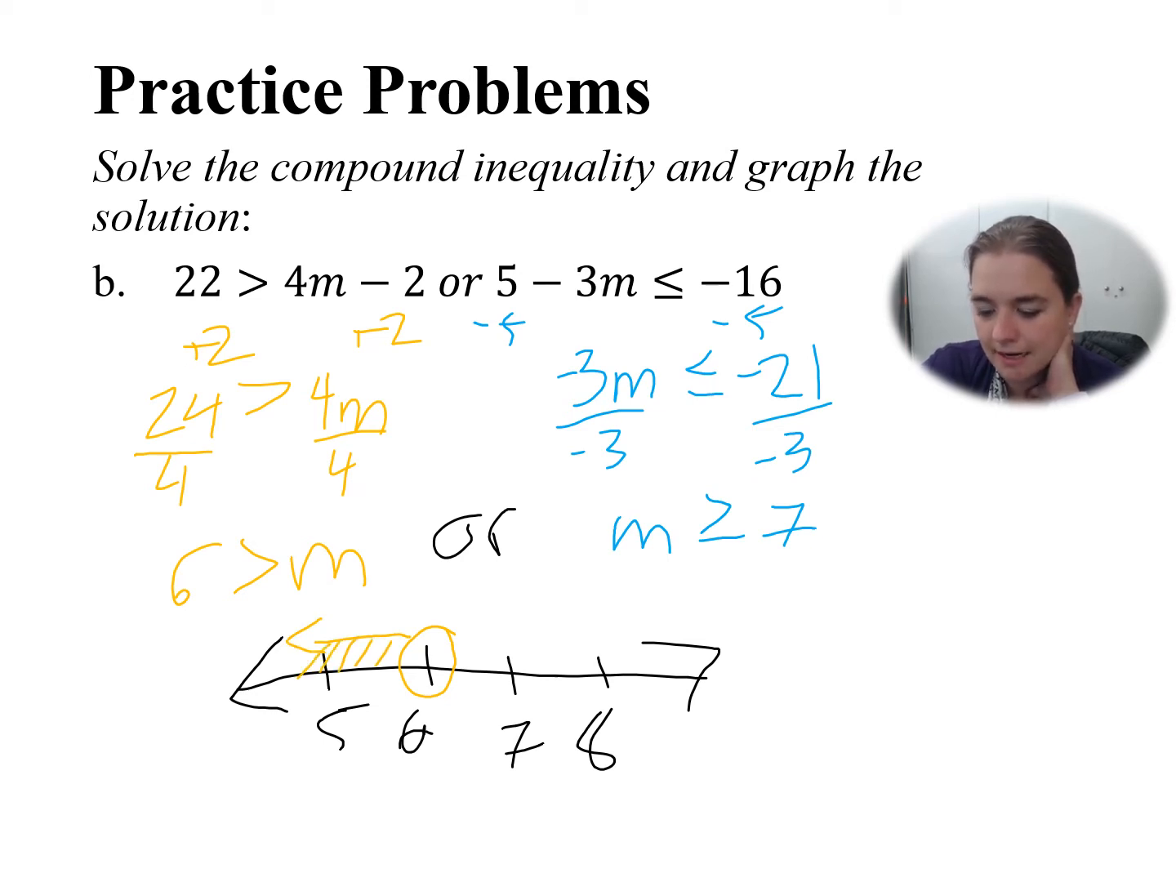Or I have m is greater than or equal to 7, so I have a closed circle at 7, and I shade everything greater than or equal to. So in this case, my union graph shows that I have two separate possible solution sets. I could have things that are less than 6 or things that are 7 or greater. So I have a union graph with the two separate pieces.